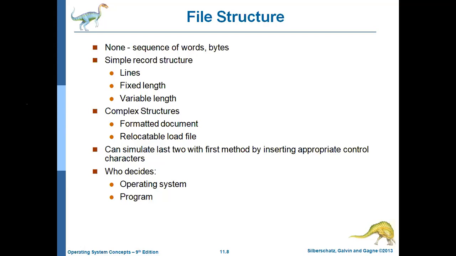The same thing applies elsewhere. You can come across some simple record structures, with lines, fixed length, variable length. Complex structures are formatted documents and relocatable load files. Who decides the structure of a file? It's the operating system and the program.